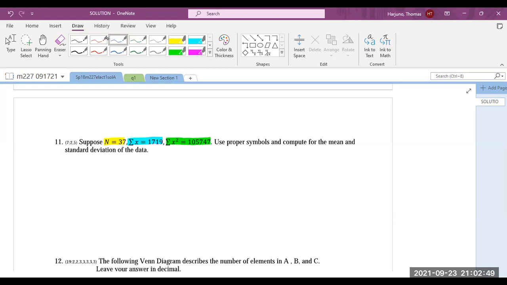Okay, so we have these three numbers. I hope you remember once I colored it, especially, right? Use proper symbols and compute the mean and standard deviation of the data. One of the big questions I get when I ask this question is, Thomas, you say proper notation, proper symbol, but you don't tell us whether this is a population or a sample.